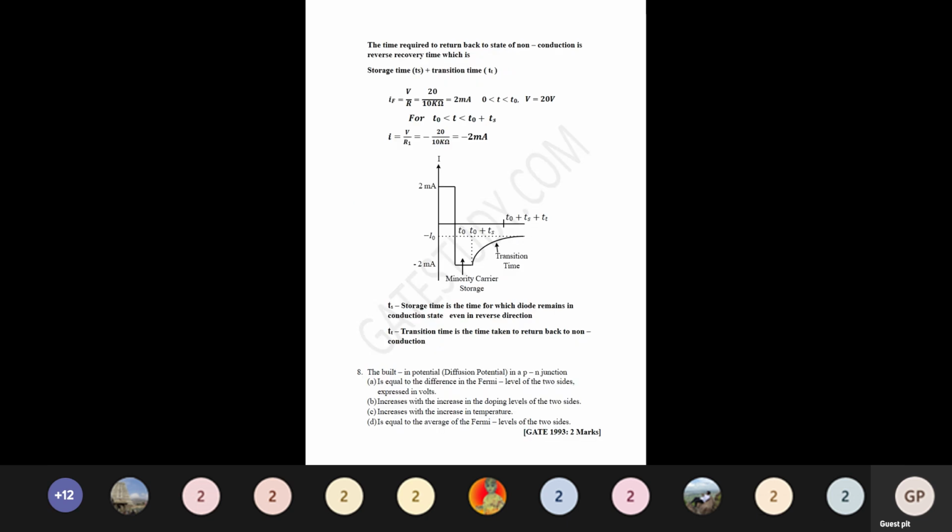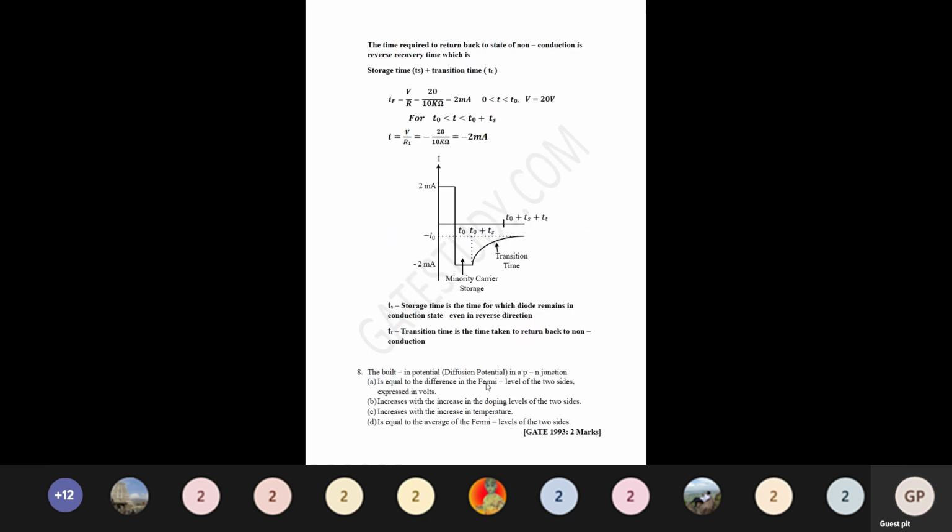The time required to return to the non-conduction state is the reverse recovery time, which is storage time plus transition time. So IF = V/R, as per Ohm's law, V = IR, so I = V/R. They have given V as 20 volt and R as 10 kilo ohm. So the forward current IF will be 2 milliampere. I = V/R1, that is (−20)/R1, which is −20 by 10 kilo ohm. It is equal to −2 milliampere.